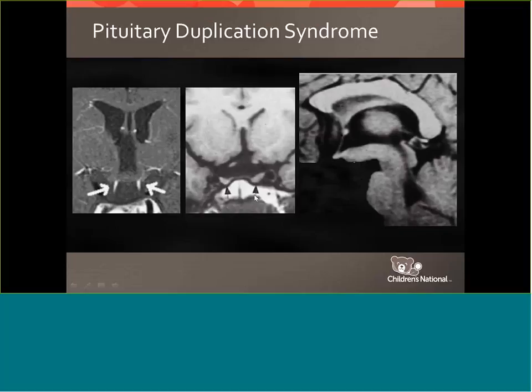Here's a patient with pituitary duplication syndrome, very rare. I've only seen one case. This is actually from the literature. If you give contrast here, it's very helpful. We can see that there are two pituitary stalks. So that's pretty much diagnostic at that point. But often we don't have post-contrast images, and you have to look for these small areas of tissue that are separated in the sella.